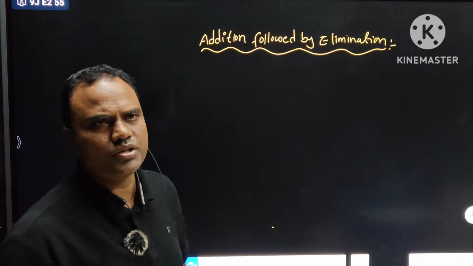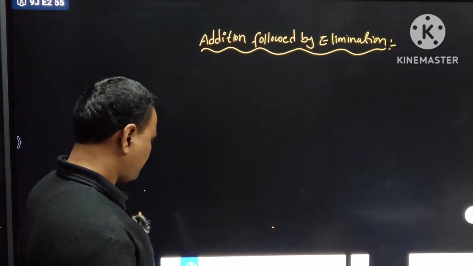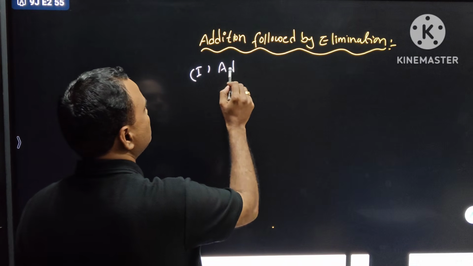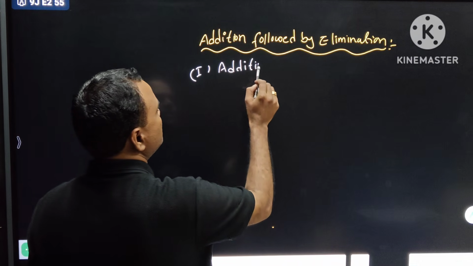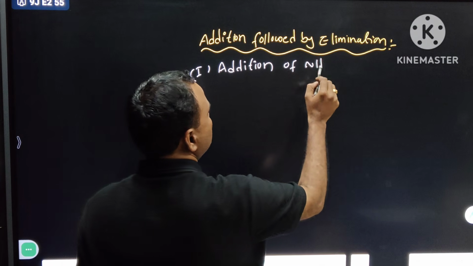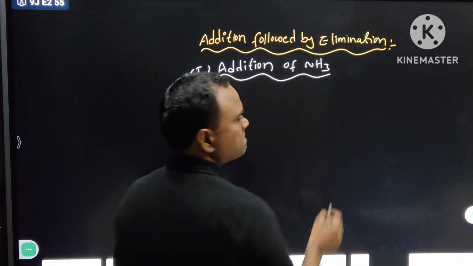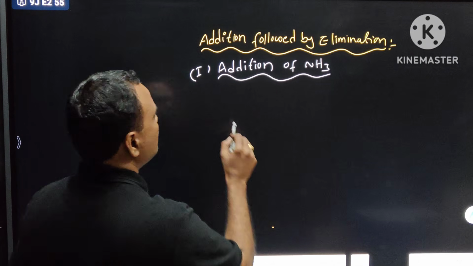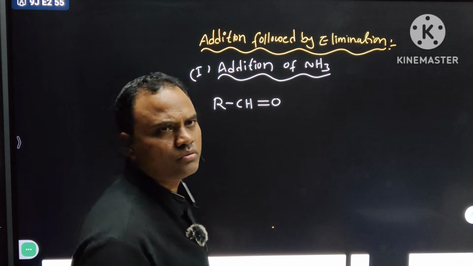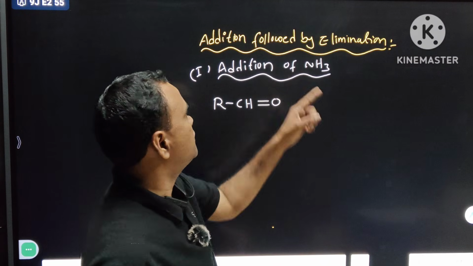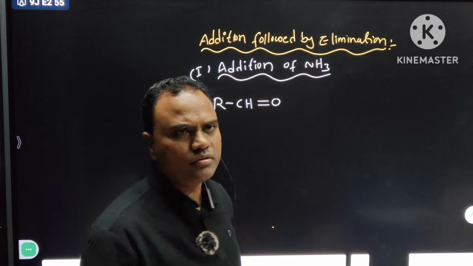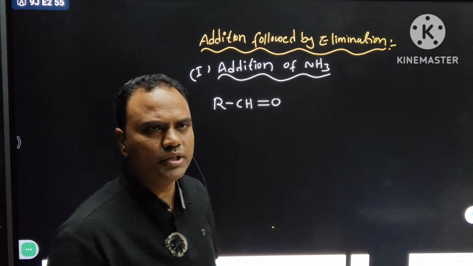Addition followed by elimination reaction, right? First, the addition of ammonia. These are also very important category reactions. Addition of ammonia, NH3. I am taking aldehyde RCH double bond O. See, during this category, addition followed by elimination, maintain oxygen at the end always. Maintain oxygen at the end, right?